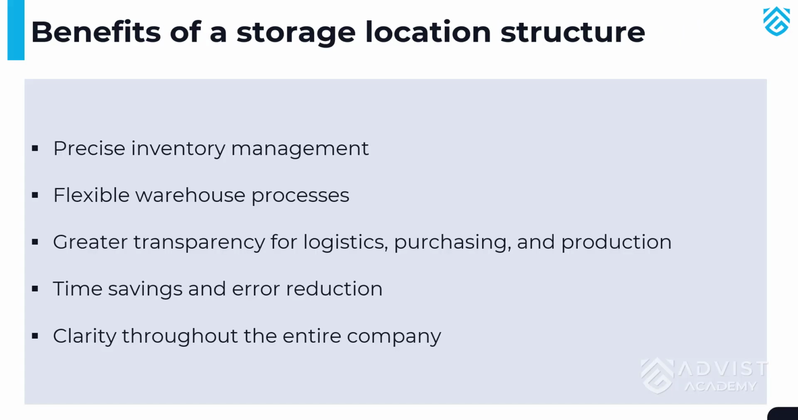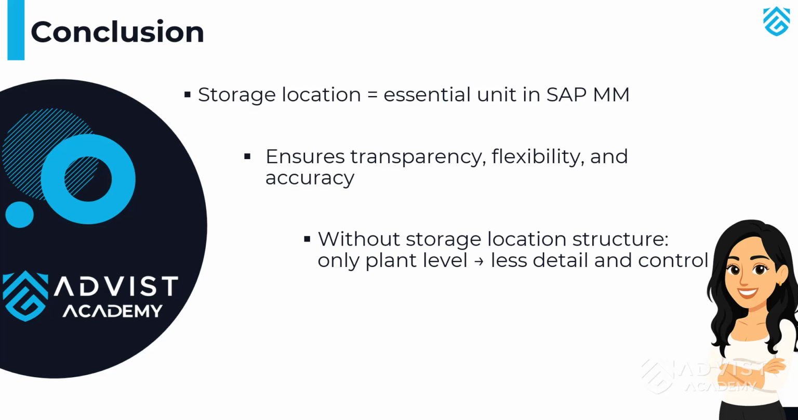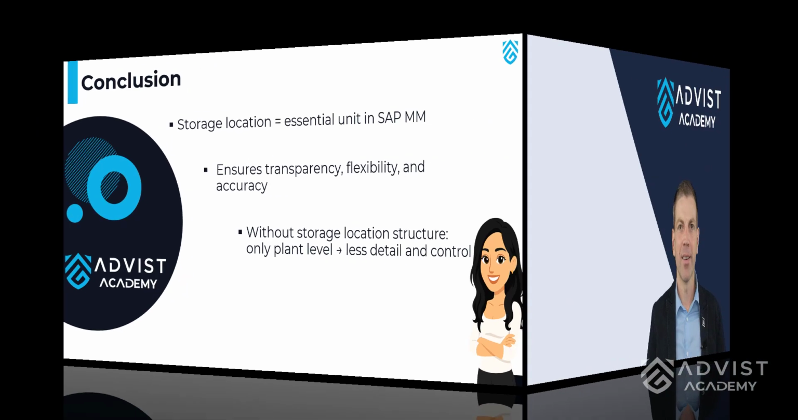The storage location is therefore an essential element for precise inventory management and flexible warehouse processes. Without a clear storage location structure, materials would only be managed at the plant level, which would offer less transparency for logistics, purchasing, and production. A well-designed storage location structure saves time, reduces errors, and creates transparency throughout the company.